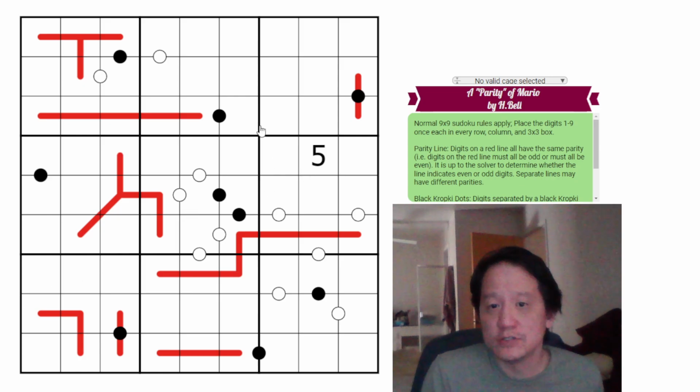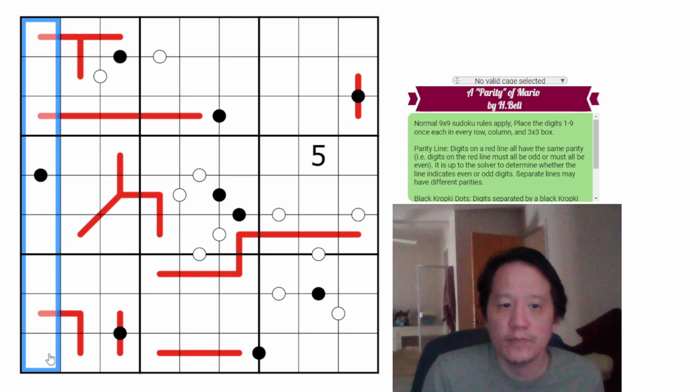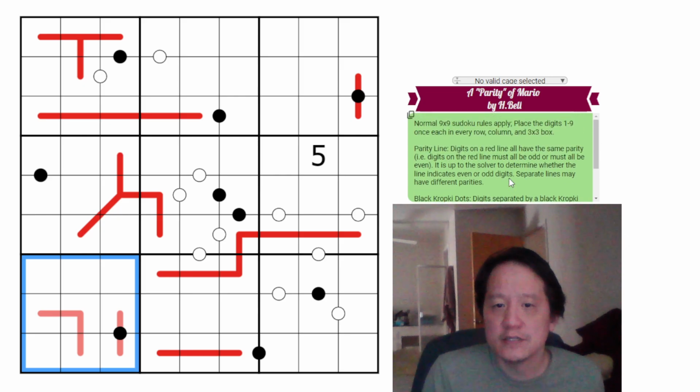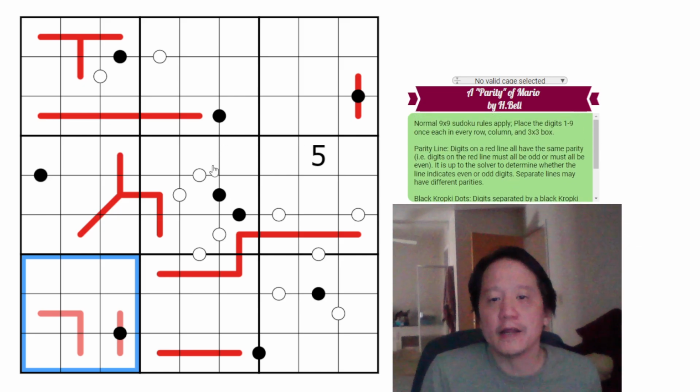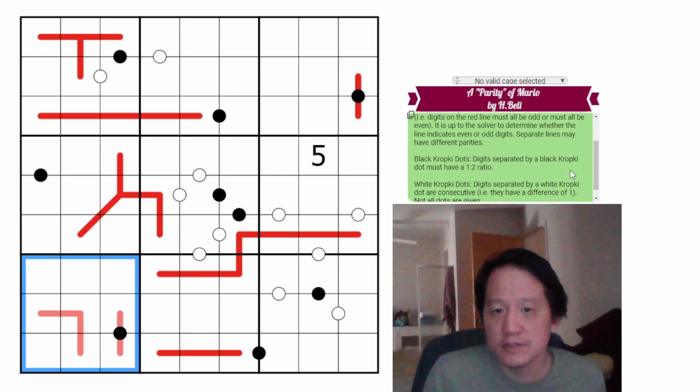Normal 9x9 Sudoku rules apply, which means place the digits 1 through 9 once each in every row, every column, and every box. Parity lines. Digits on a red line all have the same parity. That is, digits on a red line must all be odd or must all be even. It is up to the solver to determine whether the line indicates even or odd digits. Separate lines may have different parities.